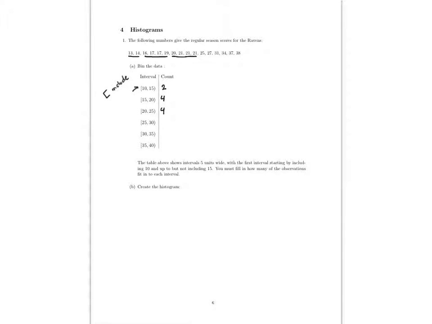25 to 30, I have 2. 30 to 35, I have 2. And 35 to 40, I have 2 again. So all I've done here is what we call bin the data. That is, I've taken my data and put it into little intervals and figured out how many fit into each of those intervals. The next thing I'm going to do is create my histogram.